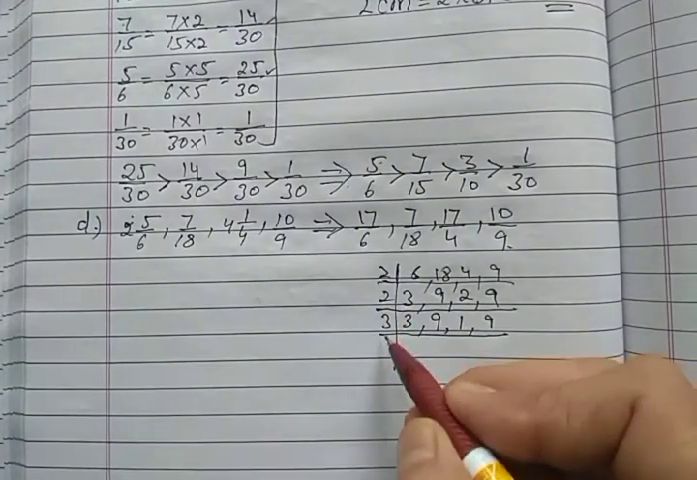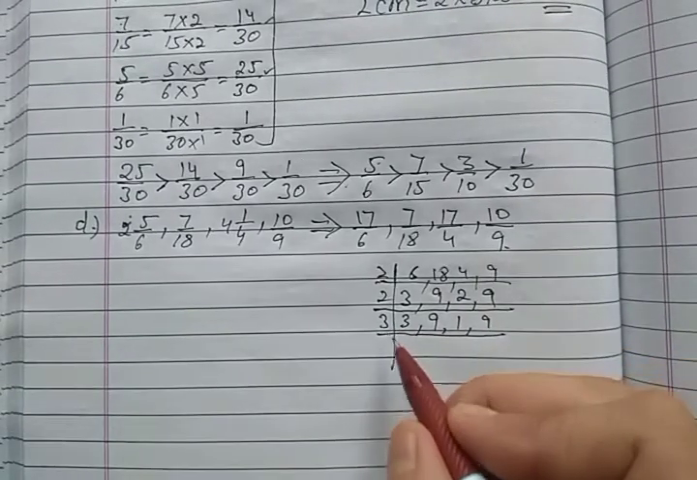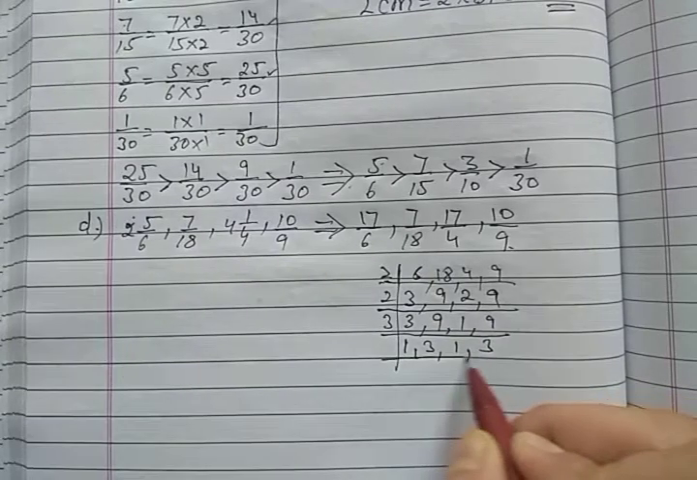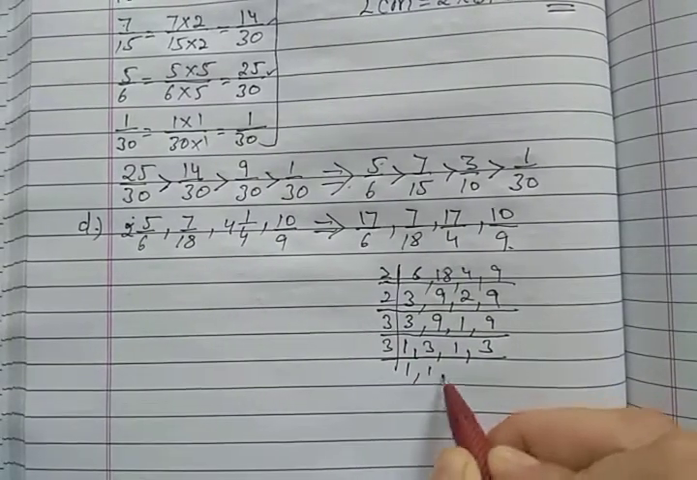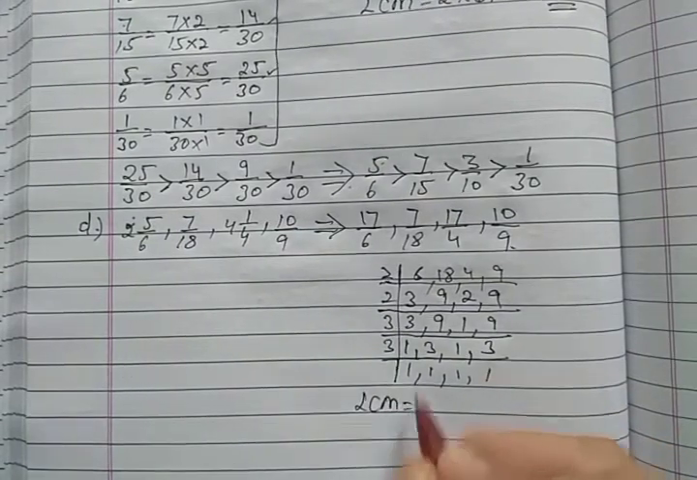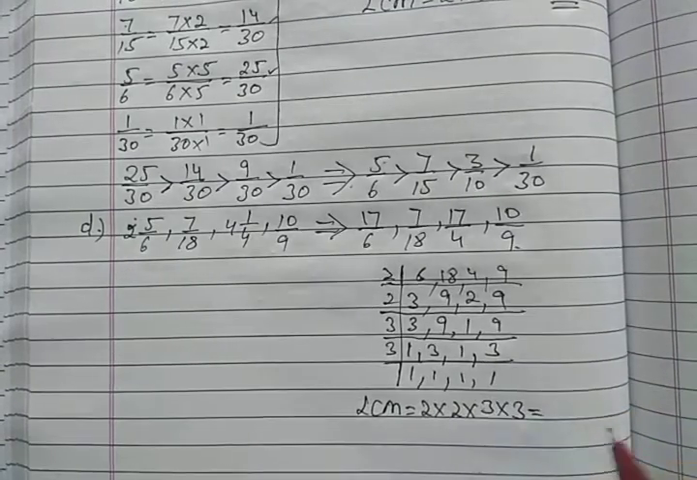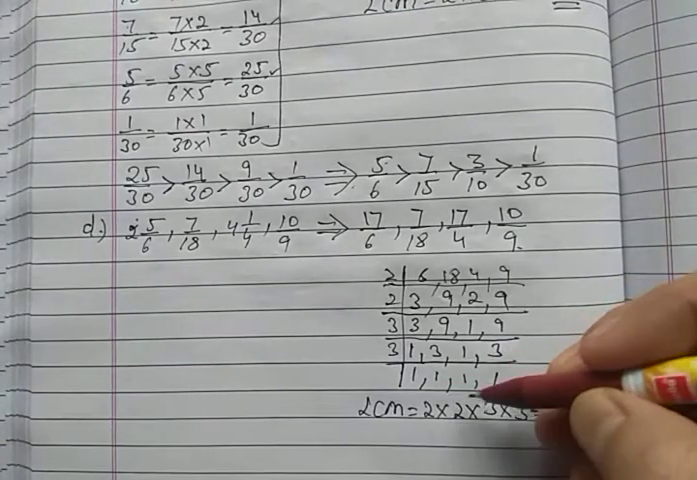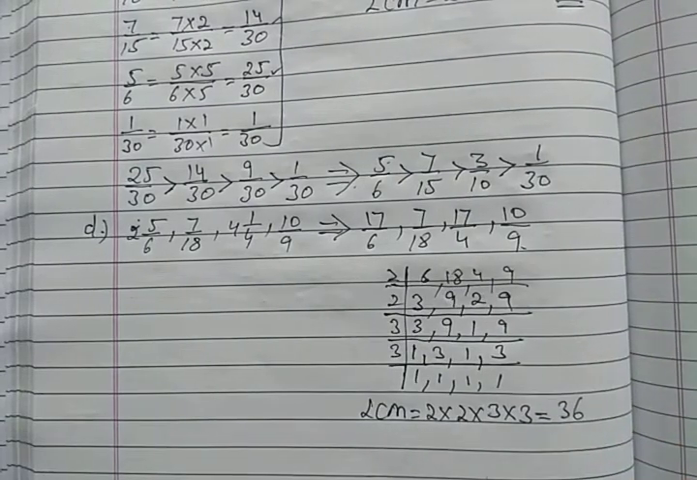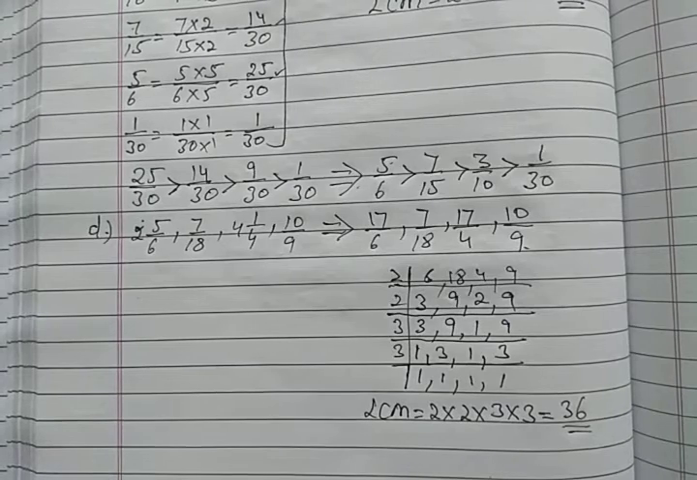And we also have to keep in mind that all our factors should be prime. 3 ones are 3, 3 threes are 9, 1 and 3 threes are 9. Again we have to divide by 3. 3 ones, 1, 1, 1. So all the numbers are 1 now. So our LCM is 2 multiplied by 2 multiplied by 3 multiplied by 3. So 2 twos are 4, 4 threes are 12, 12 threes are 36. So 36 is our LCM.